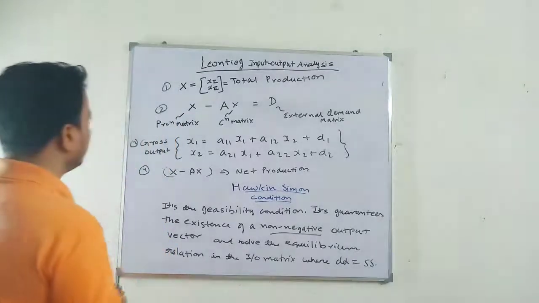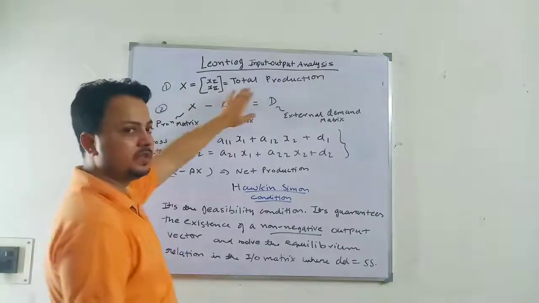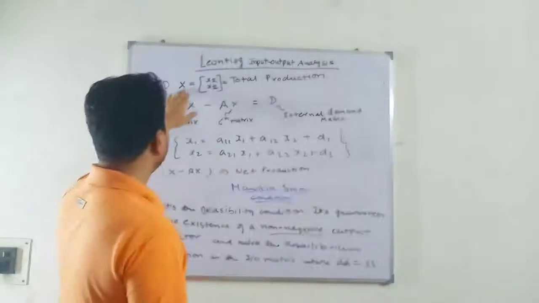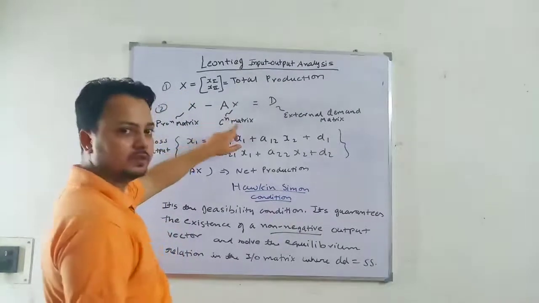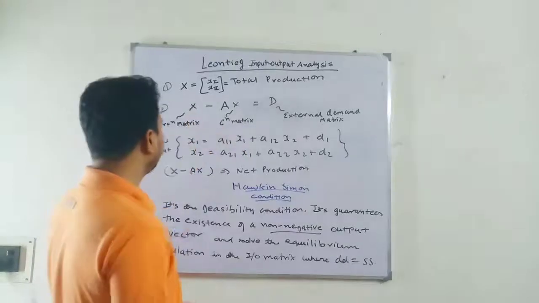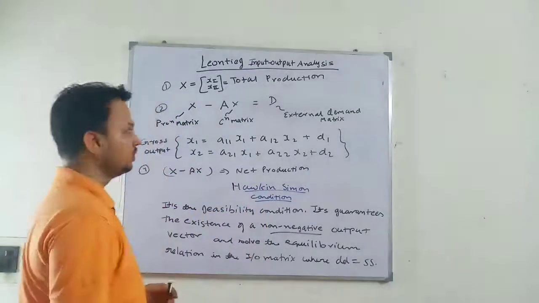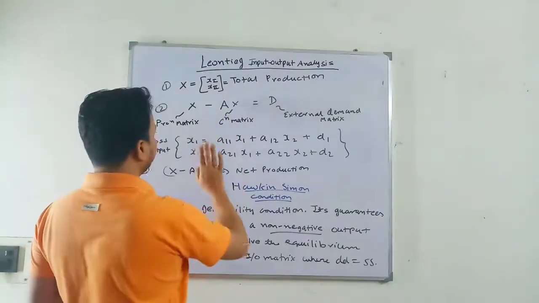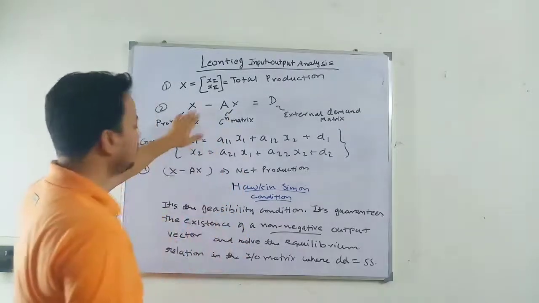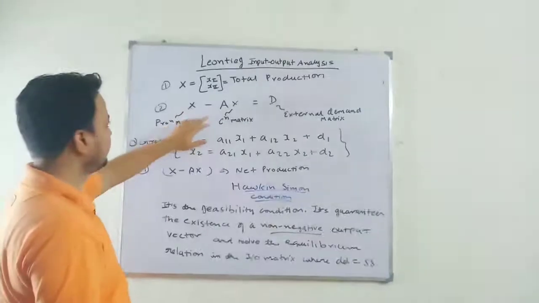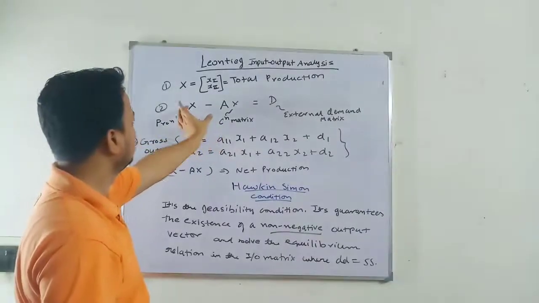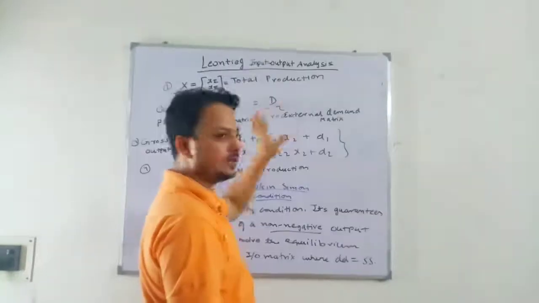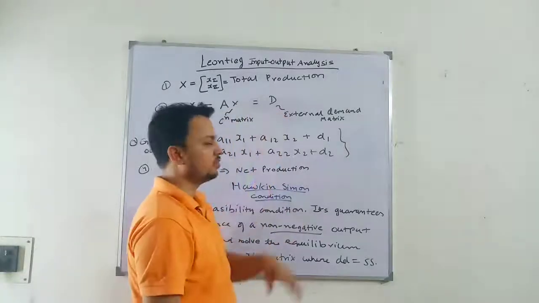So this X represents your total production. This is your gross output. When you subtract your intermediate consumption matrix, you will get net production. And this is called the consumption matrix AX. I am just naming the terminology. This X is called the production matrix, and this is called the consumption matrix. When you subtract, you will know your final demand, external demand. If it is 0, then it is a closed system. In a closed system, you will have no external demand.